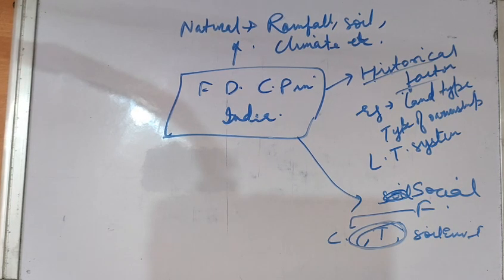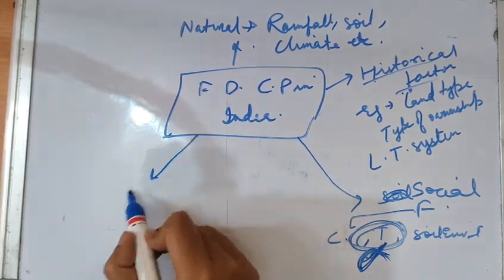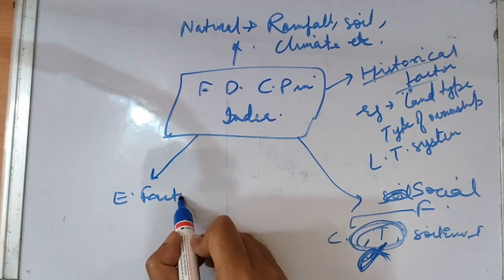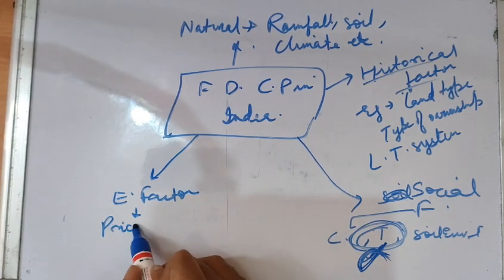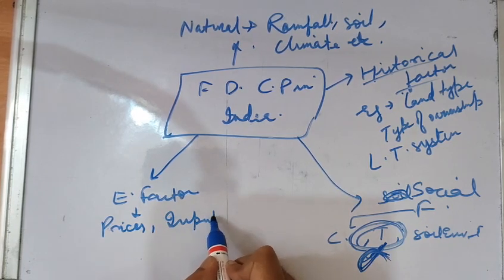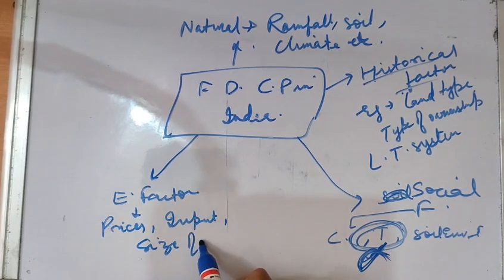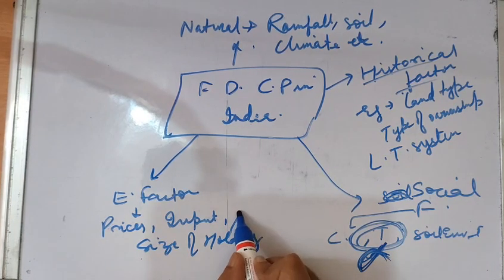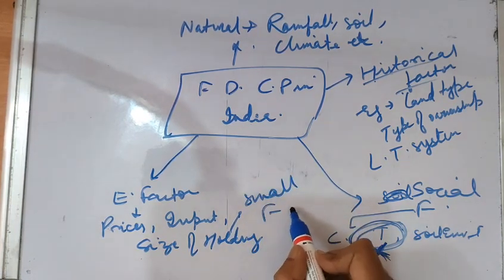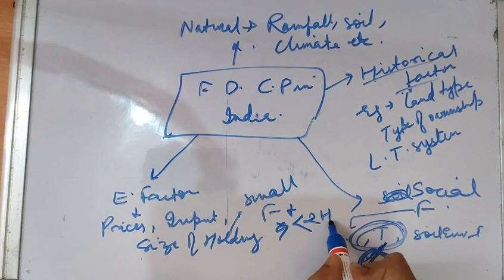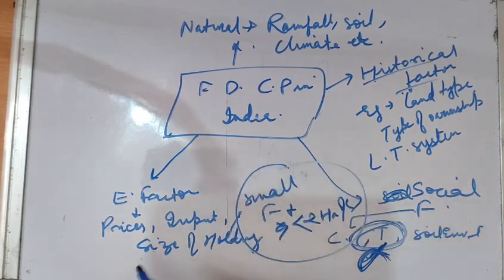For example, Punjabis don't grow tobacco. Muslims don't go for piggery. While tribal society is highly dependent on piggery. So these are the social factors. Moving on next, there are some economic factors. Example, prices of crops, inputs, size of holding. Small farmers, that is those with less than 2 hectares of land, need to manage their cropping pattern as per it.